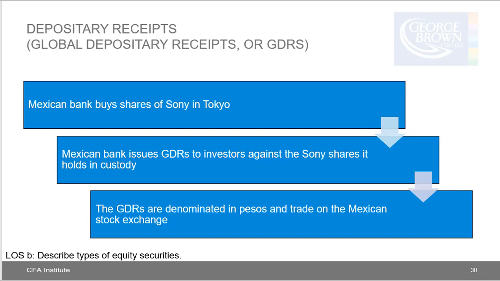GDRs have no maturity date. They have an infinite life. And GDRs typically do not offer the owners any voting rights, even though they essentially represent common stock ownership. The custodian financial institution typically retains the voting rights associated with the stock.